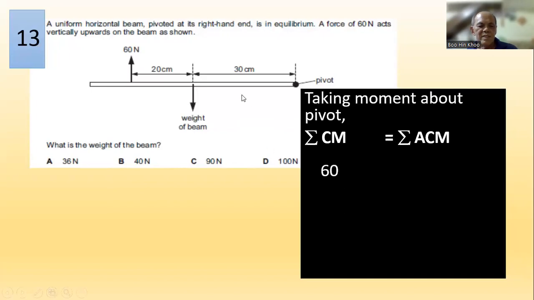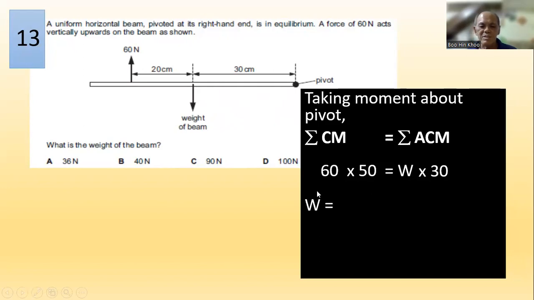Okay, so clockwise is 60, and that distance is 20 plus 30. Doesn't matter, you can use the same unit. You can use cm, it doesn't have to change to meter because you're interested in weight. If particular, you can change to meter. And the weight is your anti-clockwise times 30. If you use cm, this must be cm. If you use meter, this must be meter. Both of them must be the same unit.